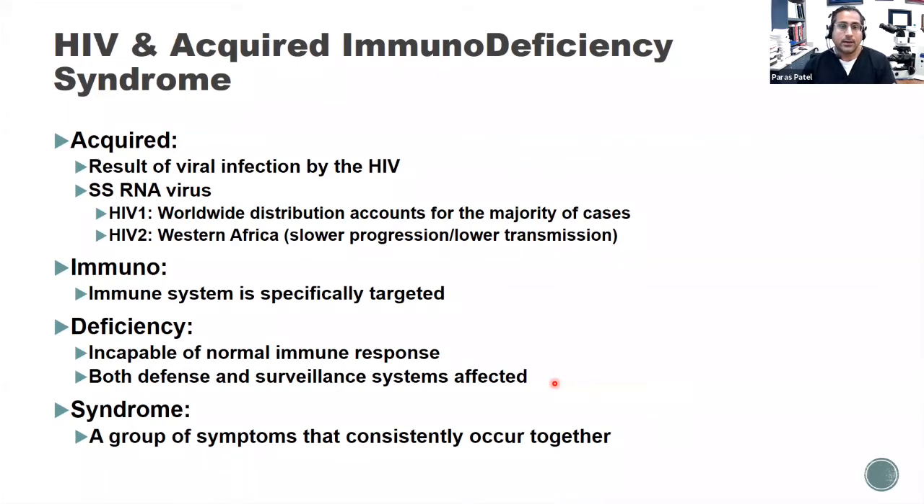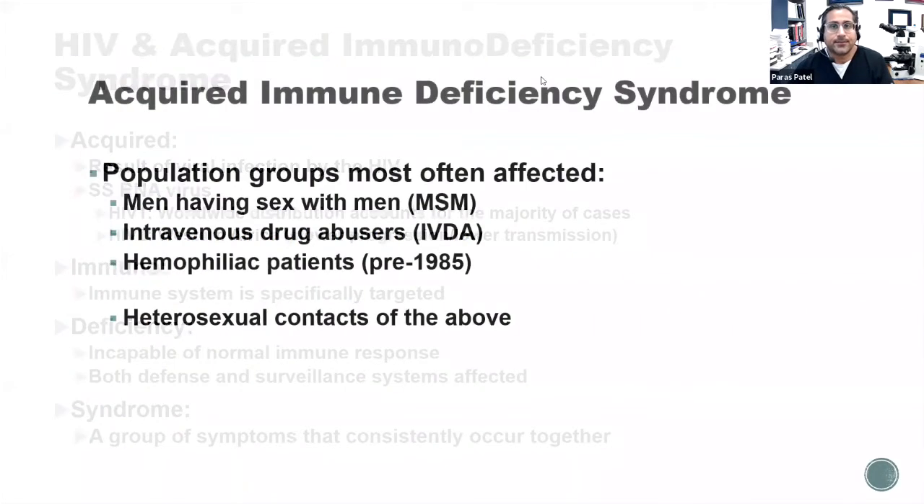HIV 1 and 2. HIV 1 has a worldwide distribution and accounts for the majority of the epidemic cases that we see. HIV 2 is in Western Africa and has a slower progression and a lower transmission rate. It's immunodeficiency because it specifically targets immune cells and makes them incapable of responding to any sort of antigenic stimulation, right? And a syndrome is simply any group of symptoms that consistently have a tendency to occur together.